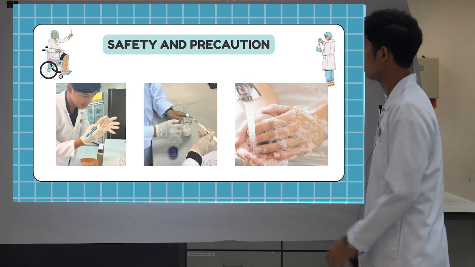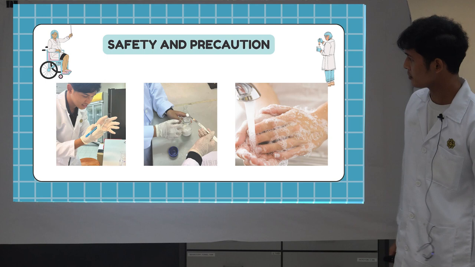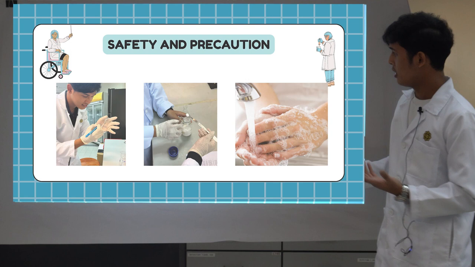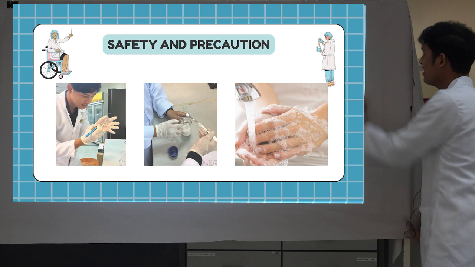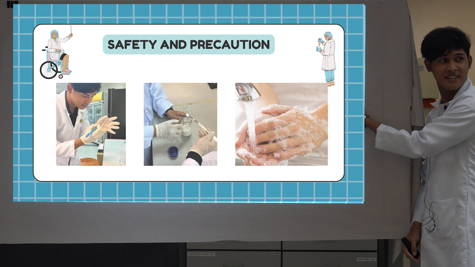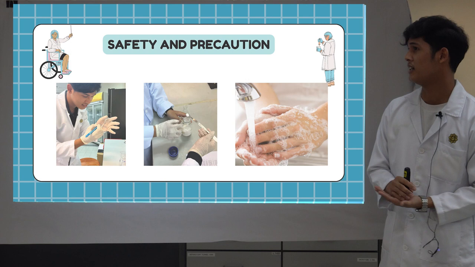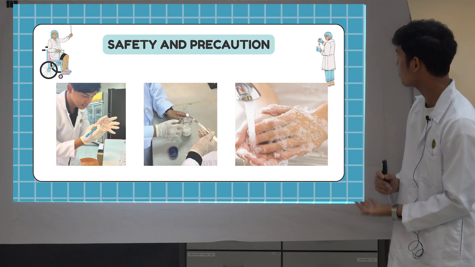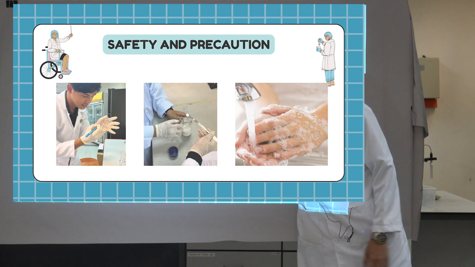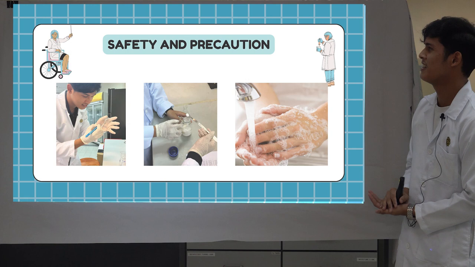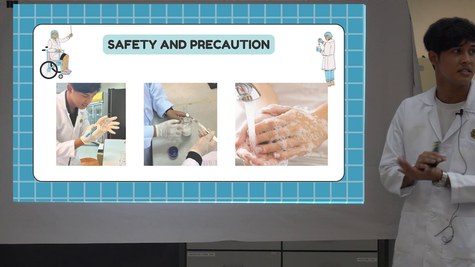So, for safety and precaution before the experiment, basically we must wear proper clothes, like this lady over here, full clothes. Then we need to wear a lab coat, obviously, in order to avoid chemical reagent splashes on our body. We also need to wear gloves like this handsome dude. And lastly, we need to wear shoes. Do not wear sandals. Sandals are comfortable, but they do not cover all your feet.